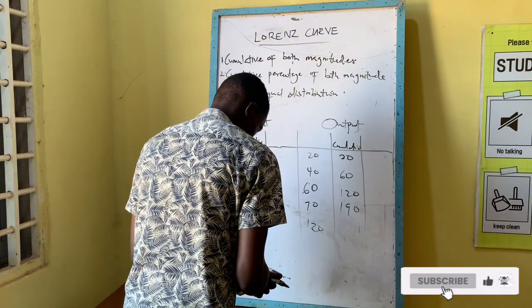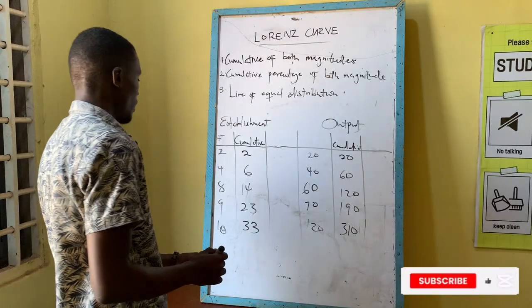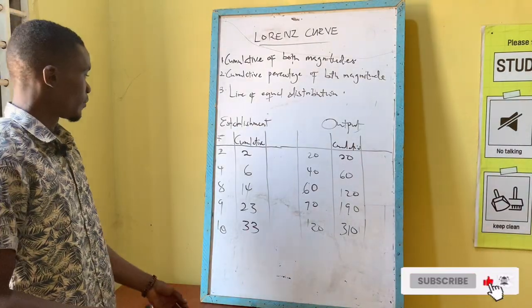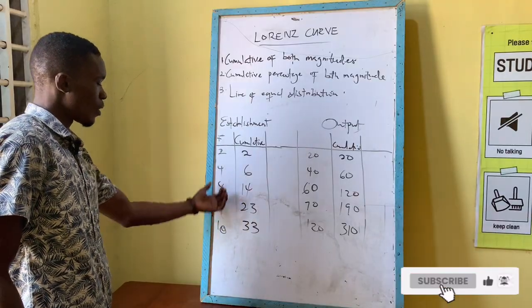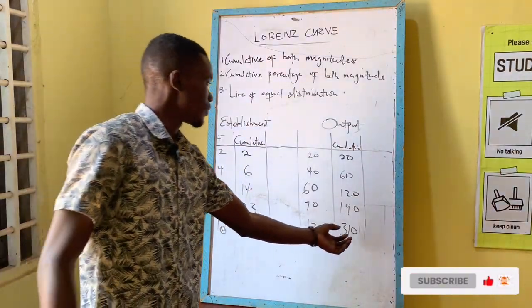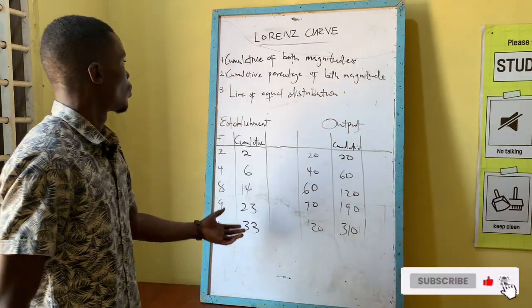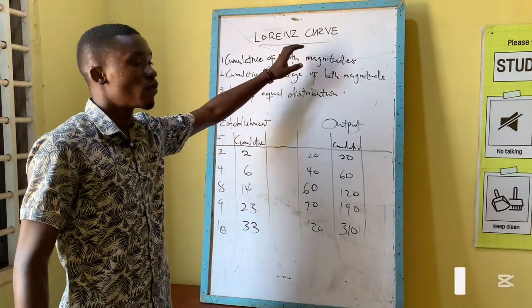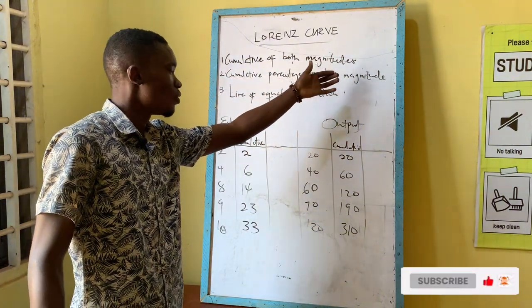190 plus 120 is 310. Right. So when you are done like this, the last figure that you get here is the total number of frequency. And the last number that you get here is also the total number of output. So now we are done with the cumulative of both magnitude. We are here to find the cumulative percentage of both magnitude.